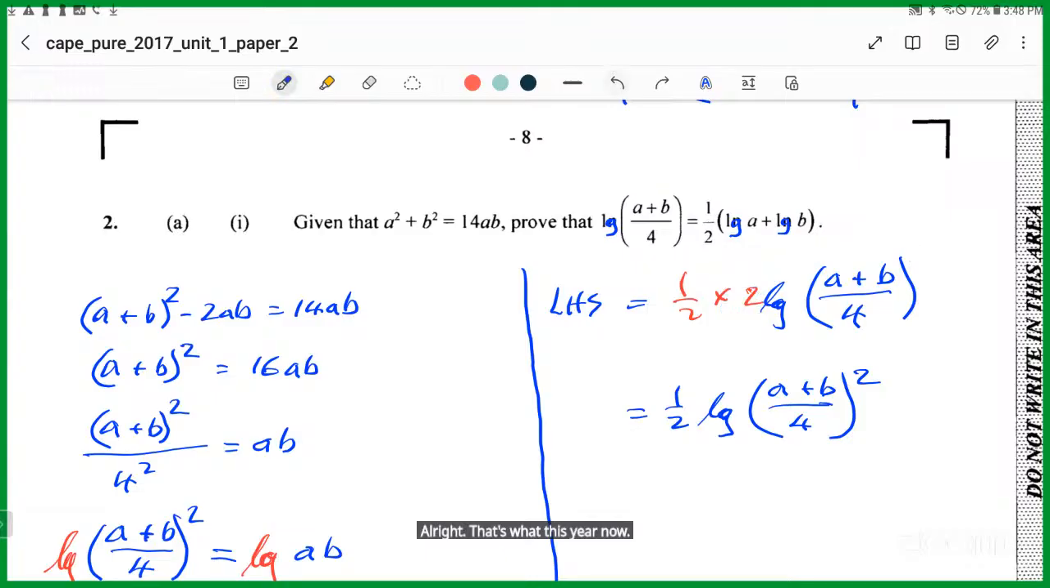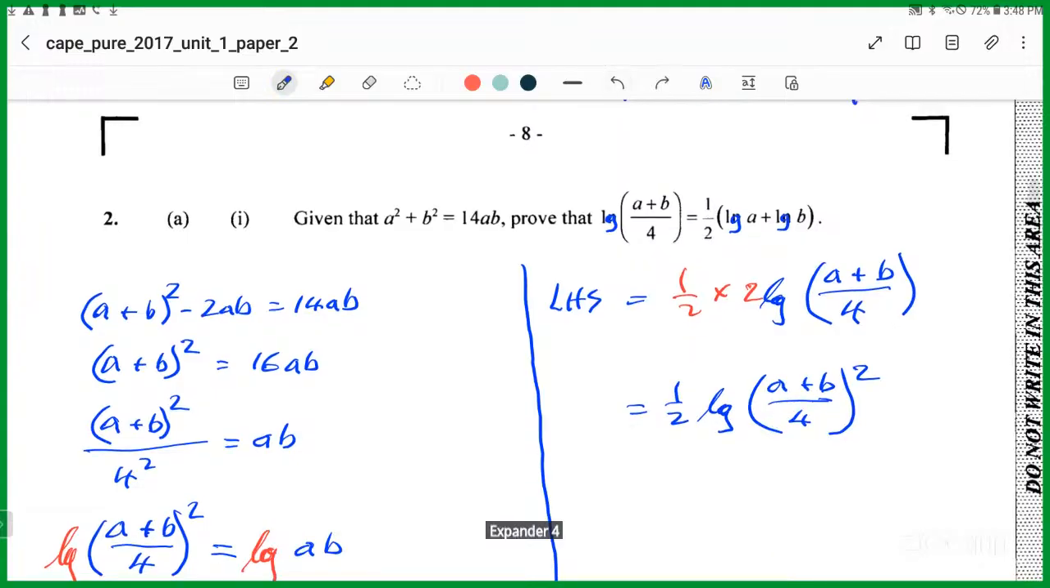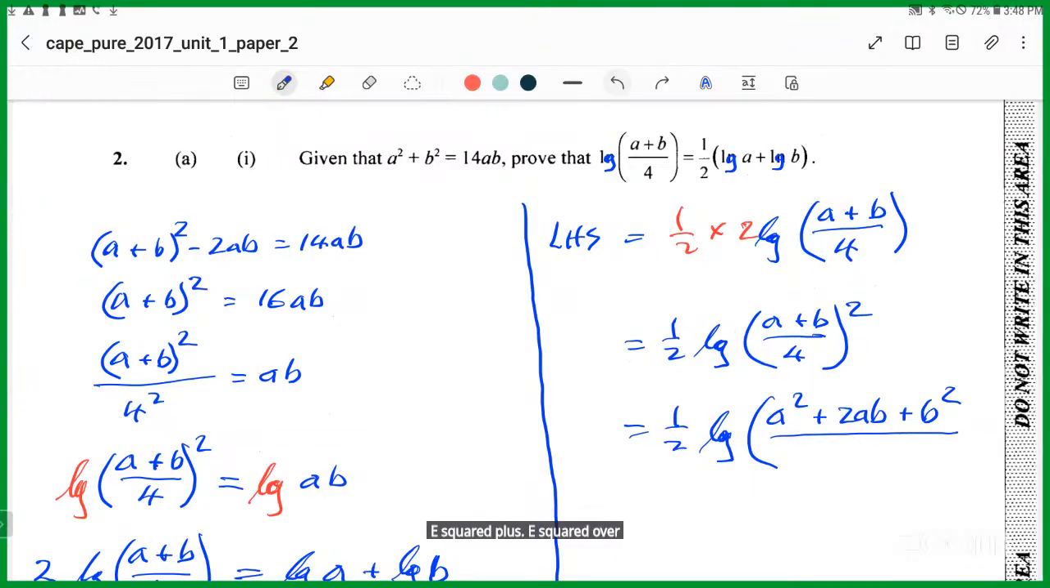Then now, because I'm trying to generate this, I'm going to expand this. Expand the 4 as well. Square top and bottom. So it's going to become half times the log of, inside this bracket up here, a squared plus 2ab plus b squared, over, under here, this 4 squared is now 16.